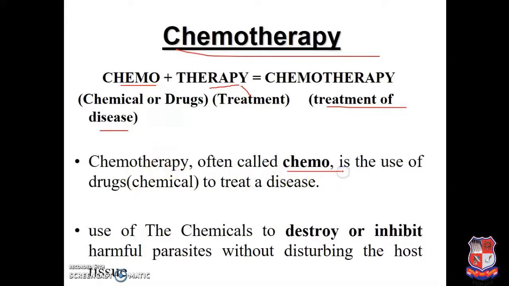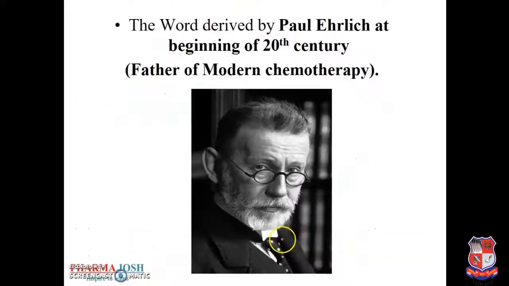Chemotherapy is often called chemo. It uses drugs or chemicals for the treatment of disease. It's called chemotherapy: the use of chemicals to destroy or inhibit the harmful parasites without disturbing the host tissue. This is the most important thing. That means where the infection is occurring, that particular area cannot be affected. This is the main role of chemotherapy.